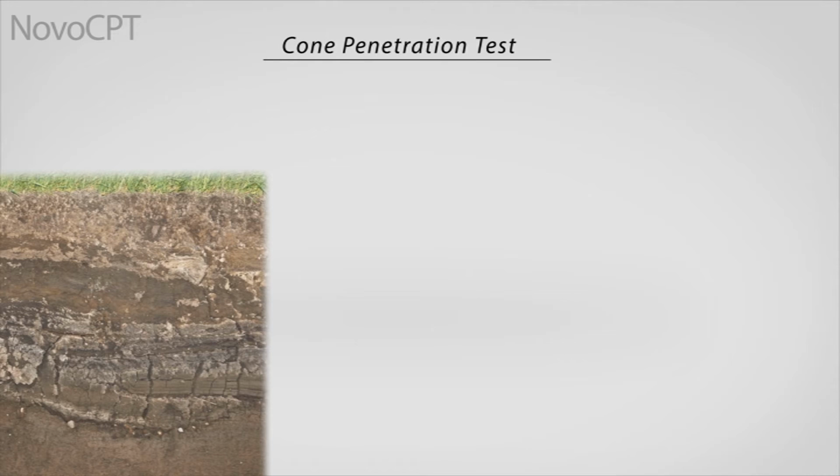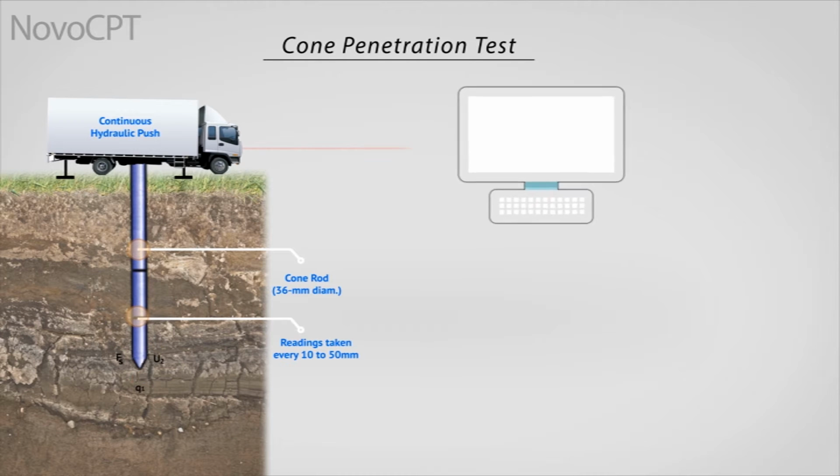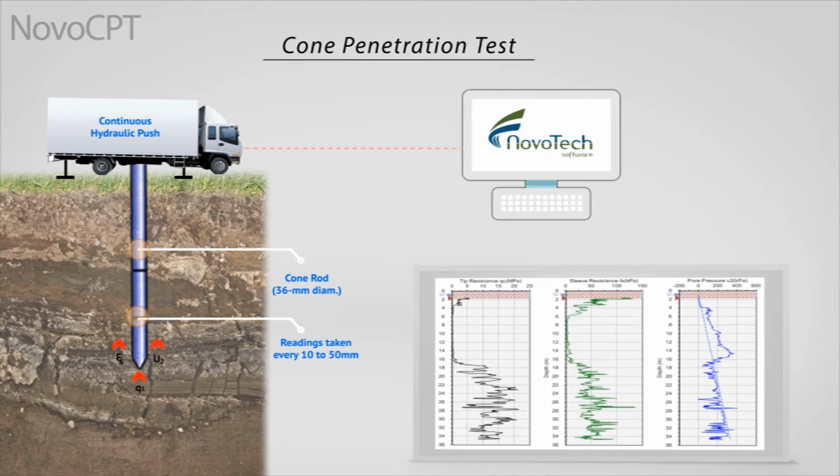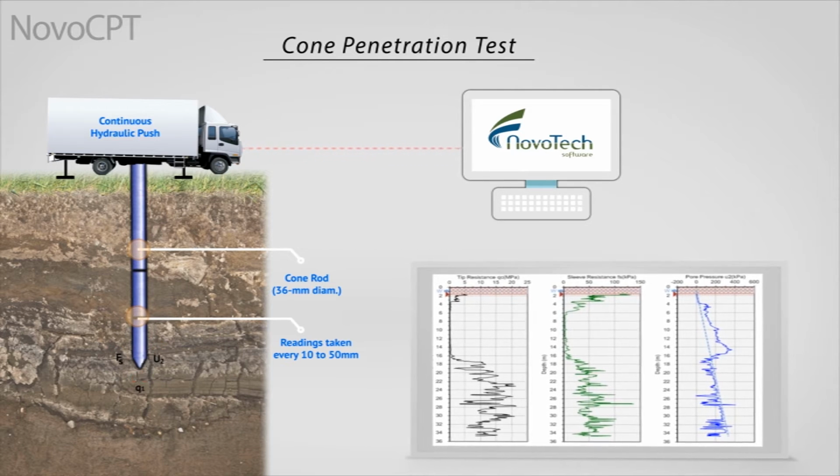The cone penetration test, CPT, is a common in-situ testing method used to assess subsurface stratigraphy and to determine the geotechnical engineering properties of soils. The test method consists of pushing an instrumented cone into the ground at a controlled rate. During the test, a computer records cone tip resistance, cone sleeve friction, and pore water pressure in a file.